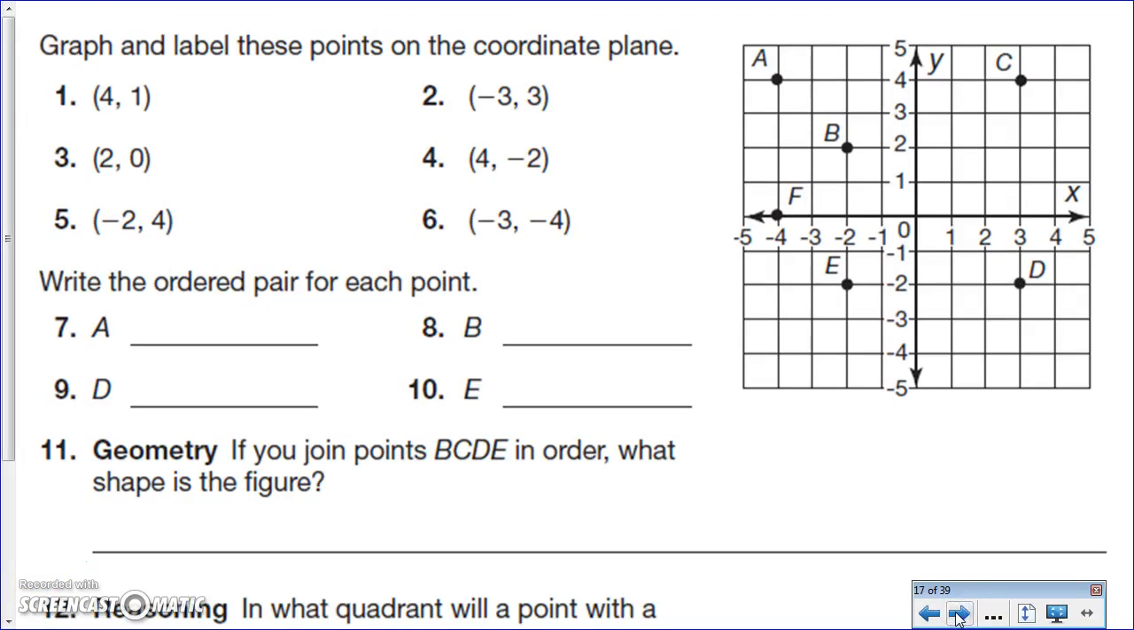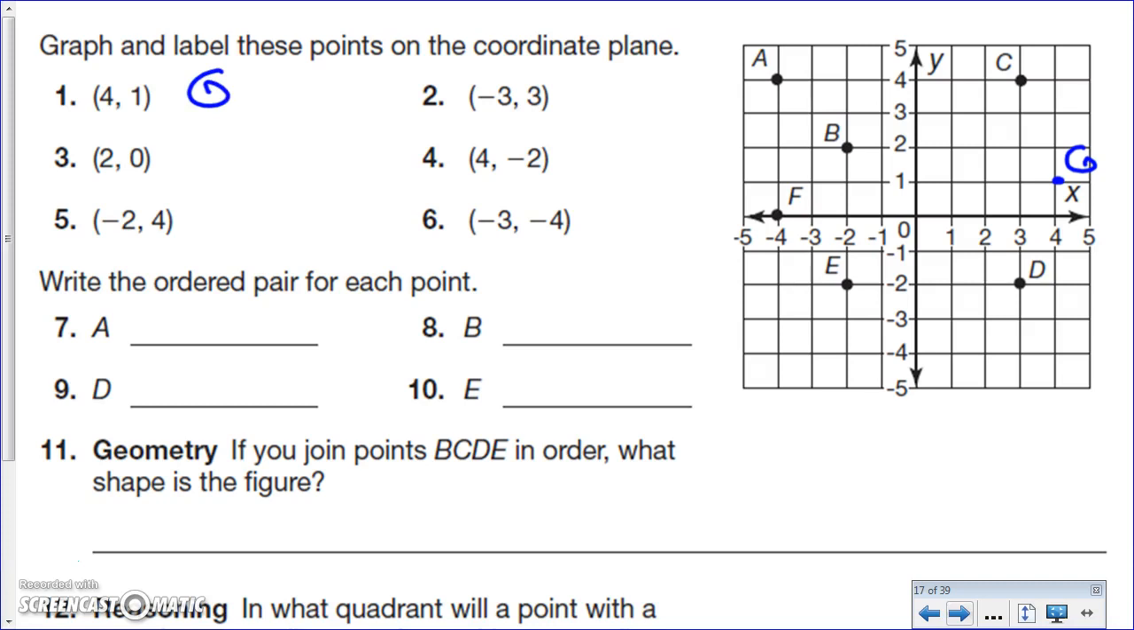Graph and label these points on the coordinate plane. So you can see at the coordinate plane to our right here, they've already graphed and labeled a number of points. So we can see A, B, C, D, E, and F. As we graph and label the points, we're going to start at G because that's the next letter in the alphabet. So to find the first point, we're going to go over 4 on the x-axis and then up 1. And we're going to label that point G.